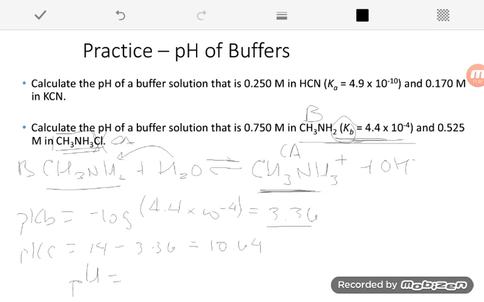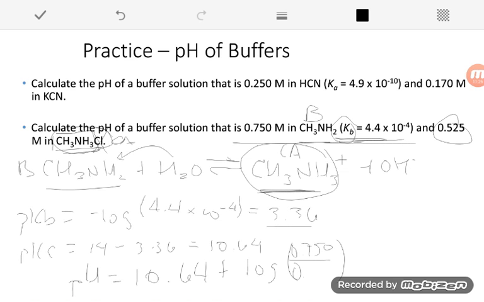Now I can just HH it. So I've got pH is equal to the pKa, 10.64, plus the log, and I always want to put the base over the acid. So my base is this guy, so that's going to be 0.750, the CH3NH2, and the conjugate acid, that's this guy here, so that's going to be the 0.525. So I plug that into my calculator, I get 10.80.